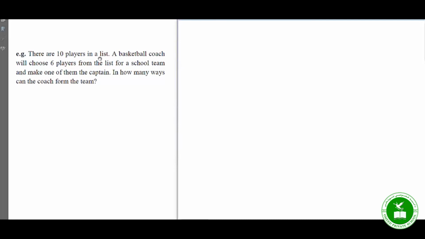Another example: there are 10 players in a list. A basketball coach will choose 6 players from the list for a school team and make one of them the captain. In how many ways can the coach make the team from these 10 players? So here we have 10 players in total, and we want to select 6 of them. And among these 6, we should choose one as captain. So one part is a combination of 6 from 10. And also we should choose one of these 6 as captain, so times combination of 1 from 6.